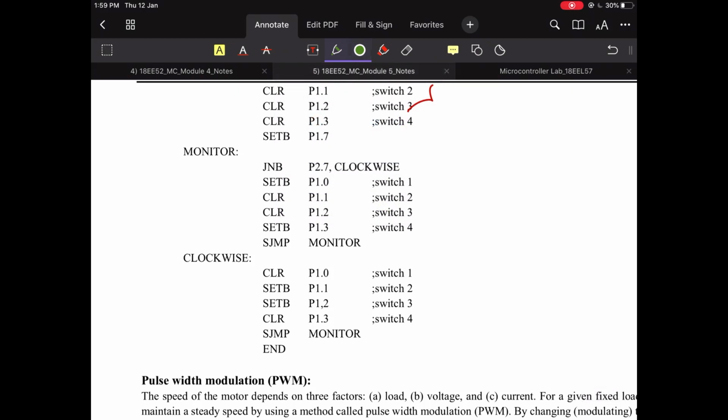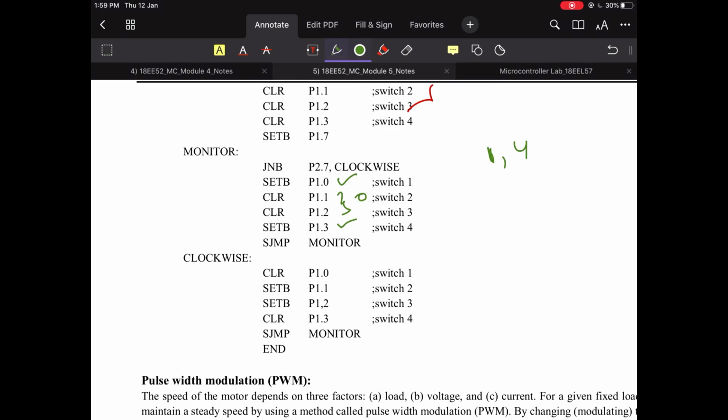So what should I do? I should switch on switch 1 and switch 4. So you can see I am setting those 2 bits and the rest of the bits are zeros. Hence the motor rotates in a clockwise direction.